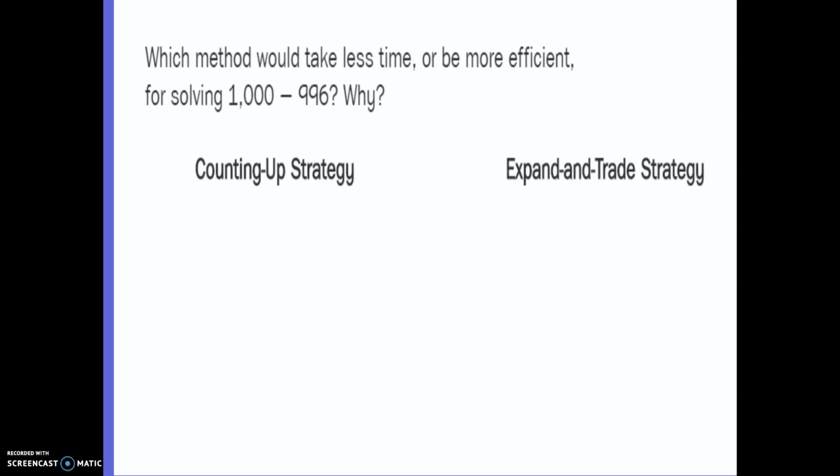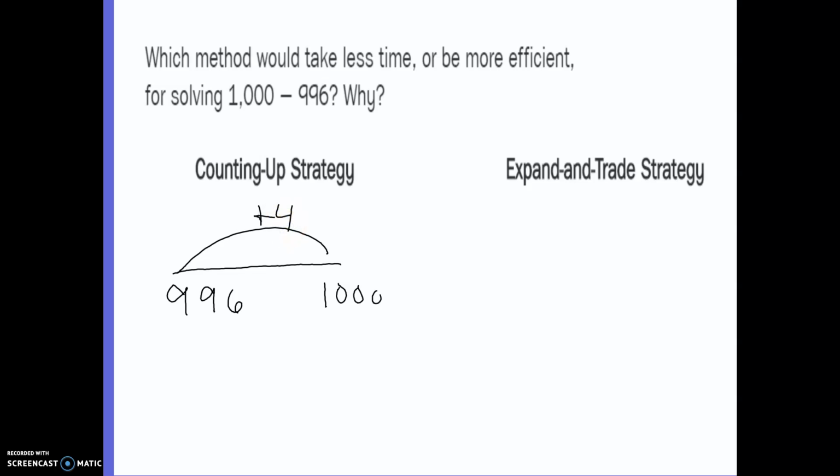Which method would take less time or be more efficient for solving 1000 minus 996? Would it be faster just to count up, or to expand and trade? Well, I think counting up, because I know that 996 plus 4 more is 1000. And I could use that open number line, do 996, write 1000, boom, plus 4. The answer is 4.